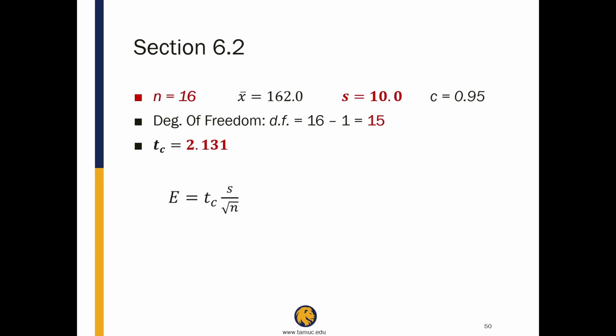Okay, and now we're going to move over to our margin of error formula. For that, we need three numbers: n, s, and our critical value, t sub c. And so we're going to plug those numbers in. We'll get E is equal to 2.131 times 10 over the square root of 16. And that's all approximately 5.3. So that's our margin of error in this case.